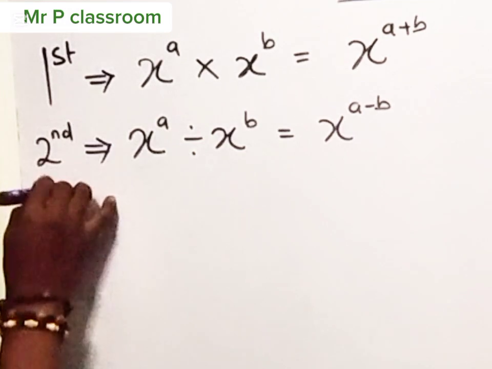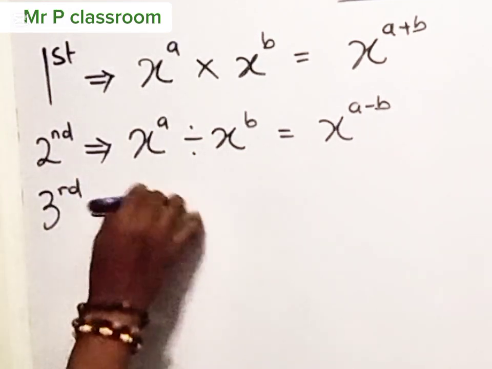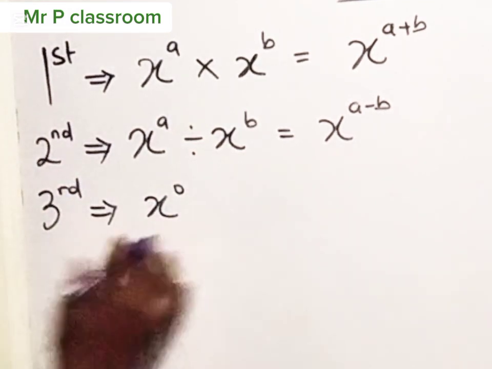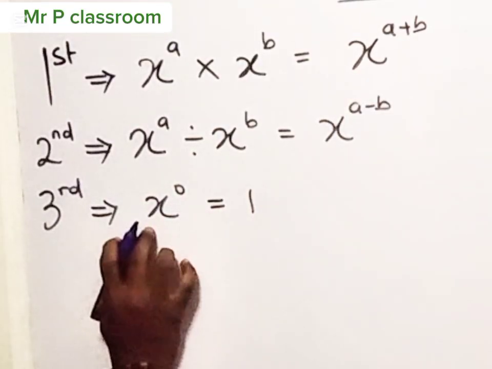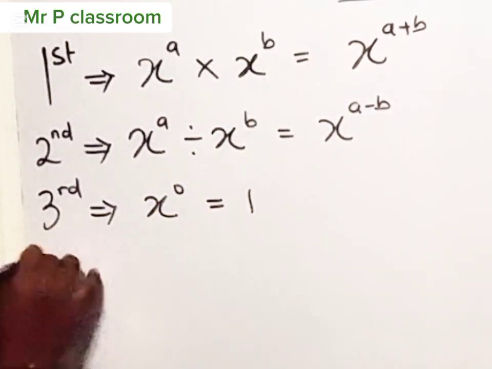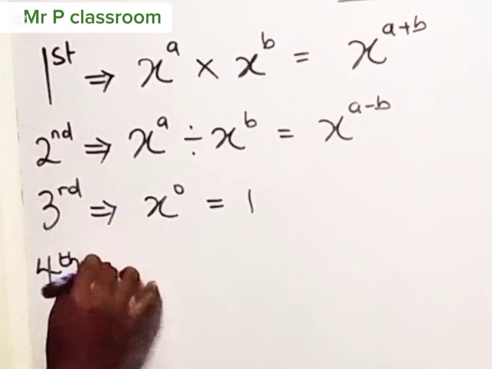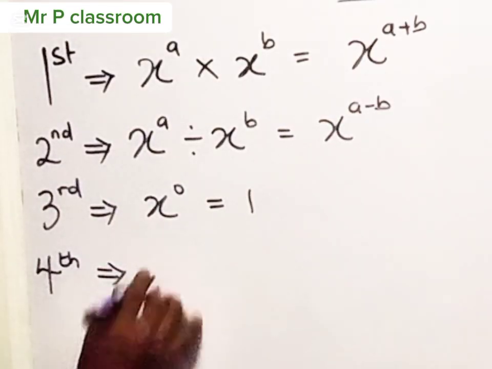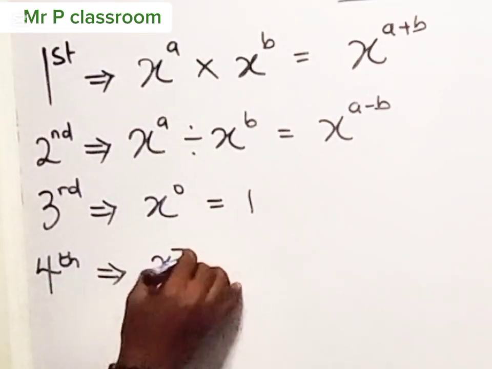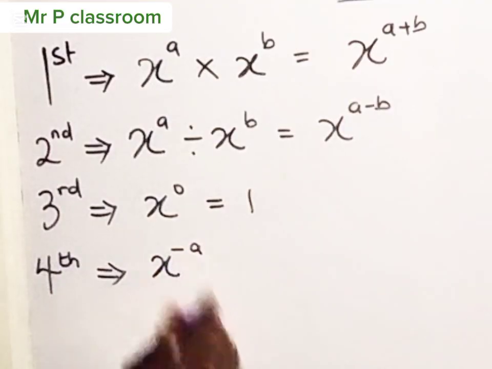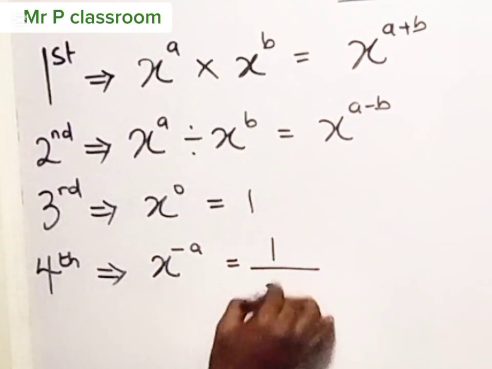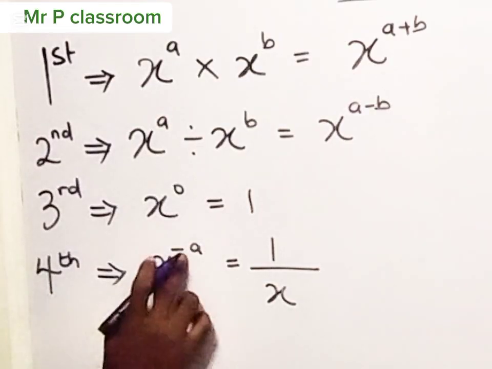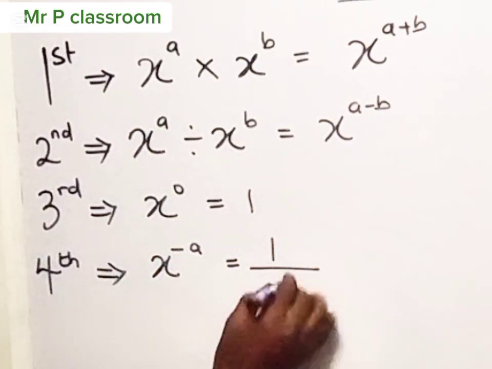The third law of indices is telling you that x raised to the power of 0, when I say x, I mean a variable, is equal to 1, so anything raised to the power of 0 is 1. The fourth law of indices is telling you that you have negative index. Whenever you have minus in the power, it brings that variable down. So x raised to the power of minus a will be 1 over x raised to the power of a.